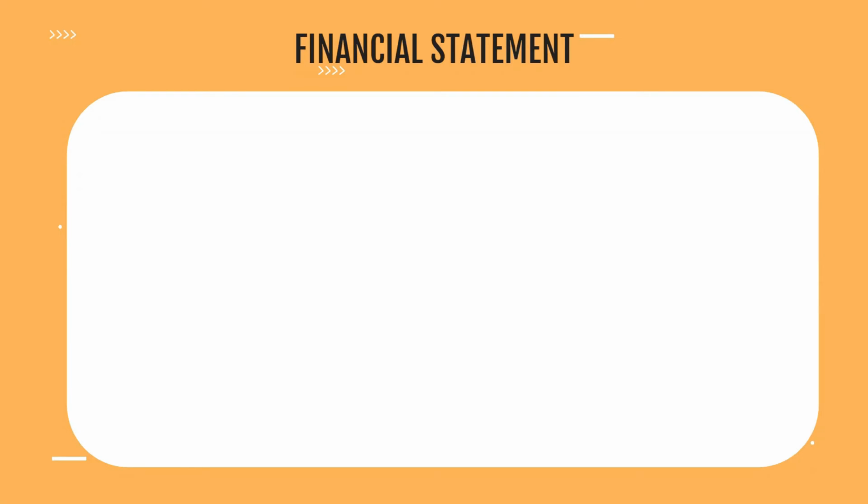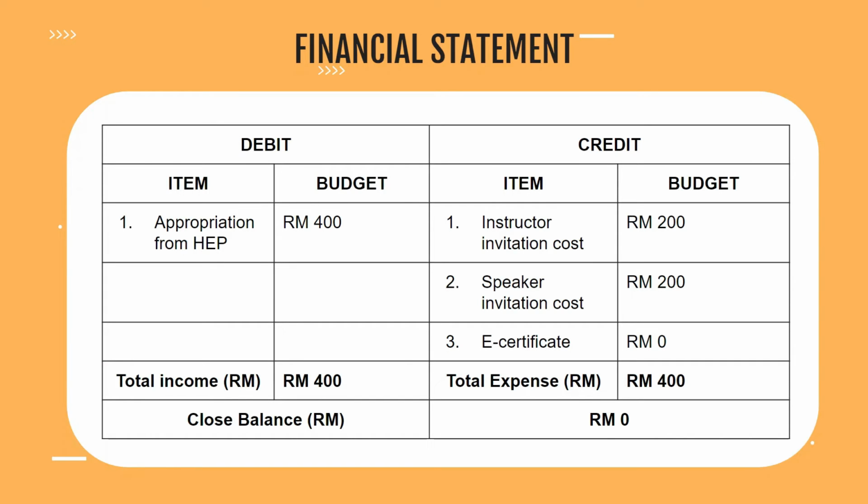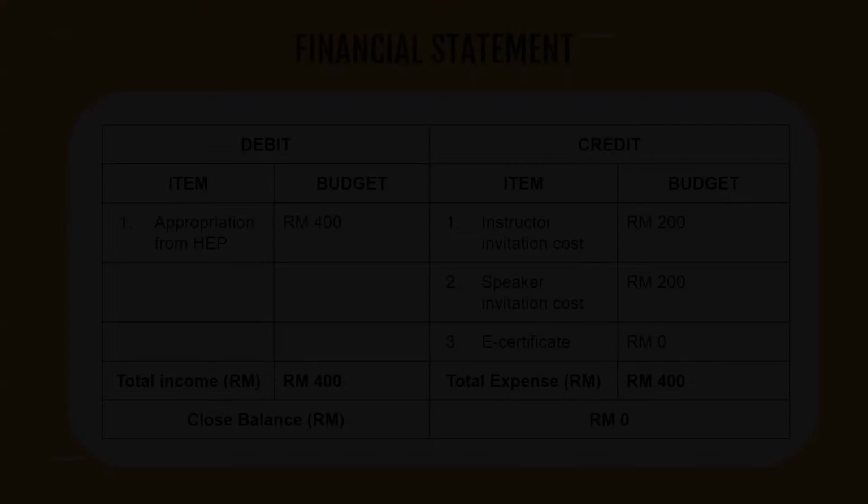Next is our financial statement. Our debit item will be appropriation from HEP, and we have 3 credit items which are instructor invitation cost, speaker invitation cost, and e-certificate. The total income will be 400 ringgit, and the total expense will be 400 ringgit. So the closed balance will be 0.